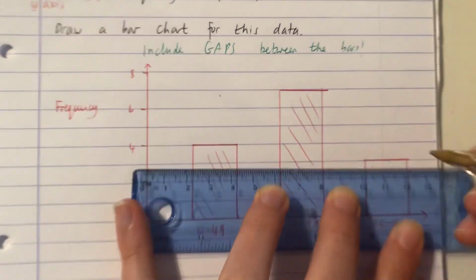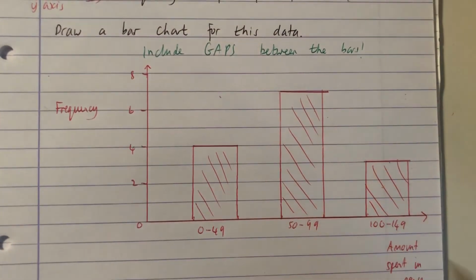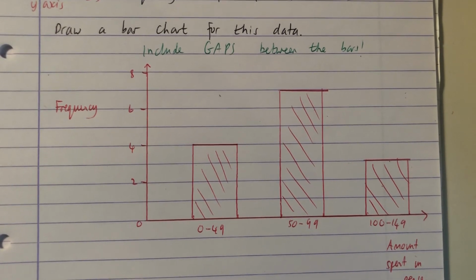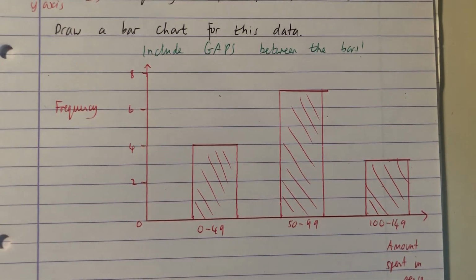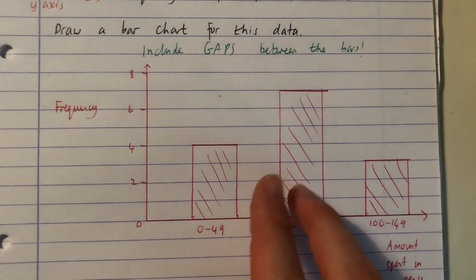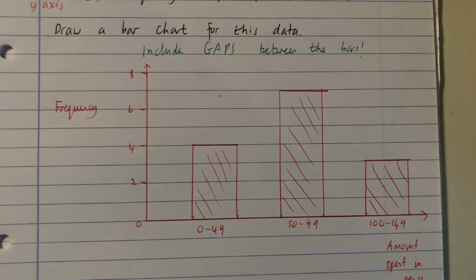And this would be an example of a perfect bar chart. Everything is to scale, the bars are exactly the same width, there are spaces between the bars, the y-axis is labelled, the x-axis is labelled, and that would be a way to visually represent that data. Then you can very quickly say which group had the most number of people, so that would be the middle group. Which group had the fewest number of people, that would be the last group. And the group in the middle would be the 0 to 49.